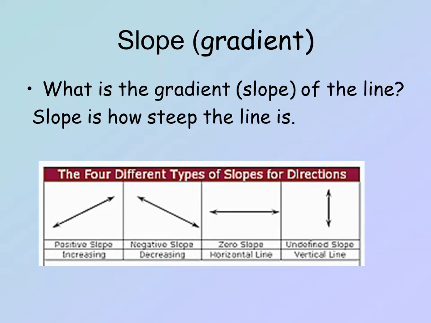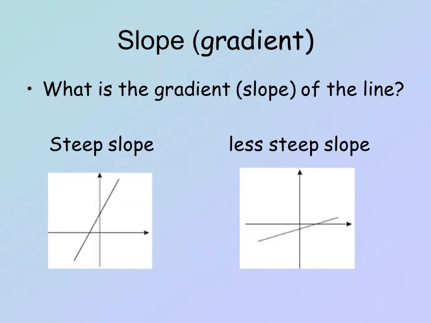The third one, the line is horizontal. That's why we say that we have zero slope. And the last one, because the line is vertical, we can say it's an undefined slope. Slopes are also either big or steep, or less steep, as shown in the photos.